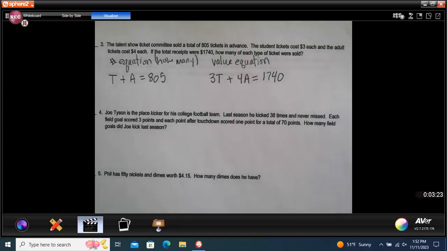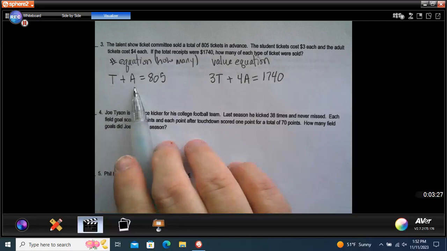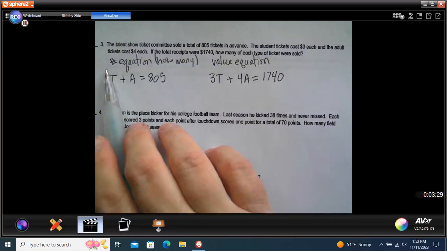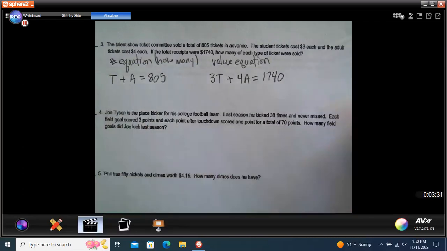And you could do substitution with this because you have coefficients that are 1, but it'd also be very easy to just multiply this by -3 and figure it out. And then answer the question, how many of each type were sold. Okay.